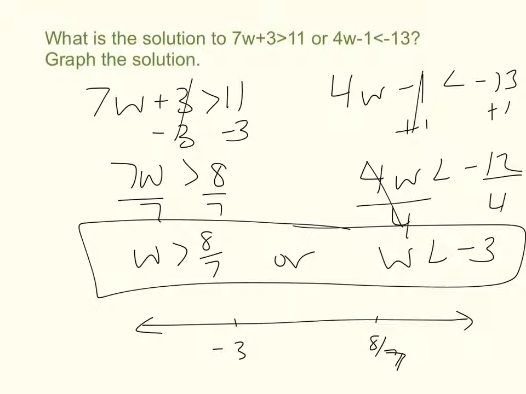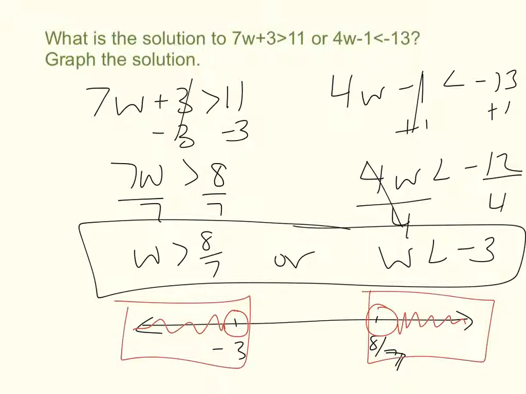All right, so let's graph. w is greater than 8/7, so greater is open and to the right. w is less than -3, so again open and to the left because it's less than. So again, both pieces of this inequality are the solution because it's an or.